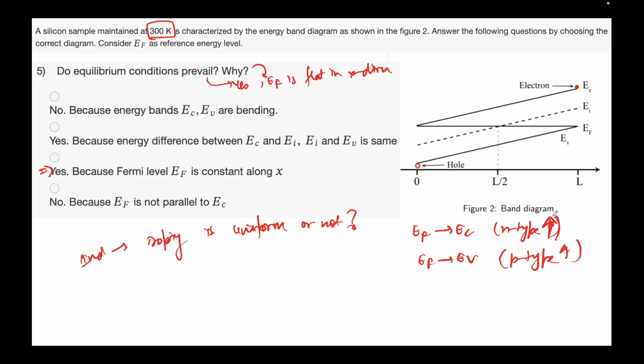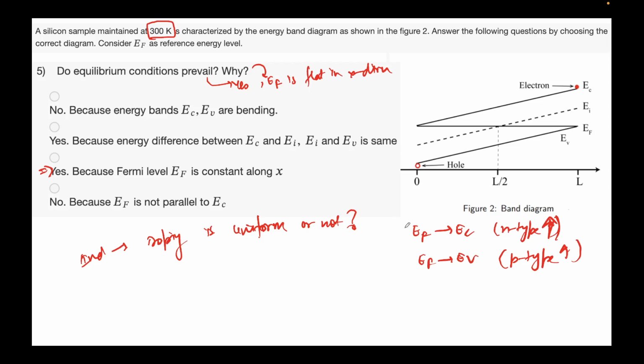Now let's break it down. At x equal to 0, is this semiconductor n type or p type? Tell me this. Come on, go ahead. It's fine, even if you're wrong. Don't be shy. Anyone? N type. N type. Very good.